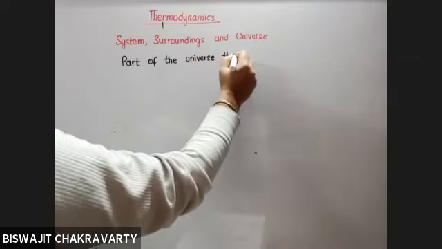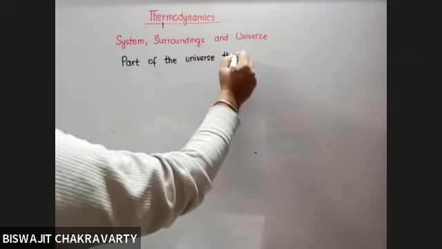System and surroundings together constitute what? What should I write? Together, what do they constitute? Universe. Together they constitute the universe. System plus surroundings is equal to universe.